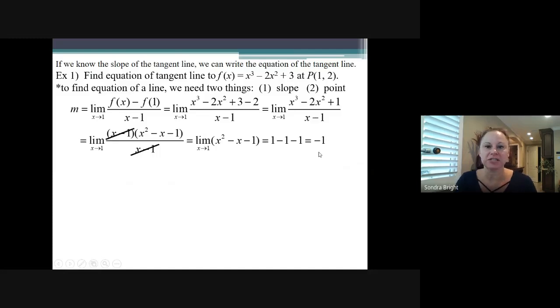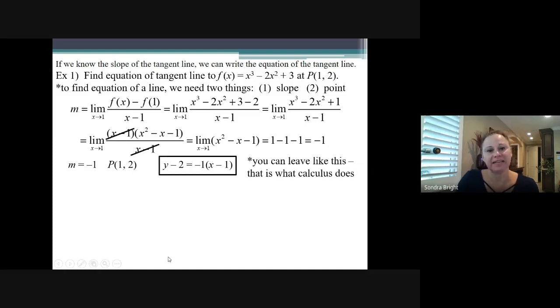All right, so now that we've got a slope and we have a point, then we're going to plug it into point slope form. Y minus y1, your y1 was 2, equals m, which we found was negative 1, times x minus x1, and your x1 was 1. And we're just going to leave it like that. That's what we do next year in calculus, is we're going to leave it in point slope form. And so you can just leave it.